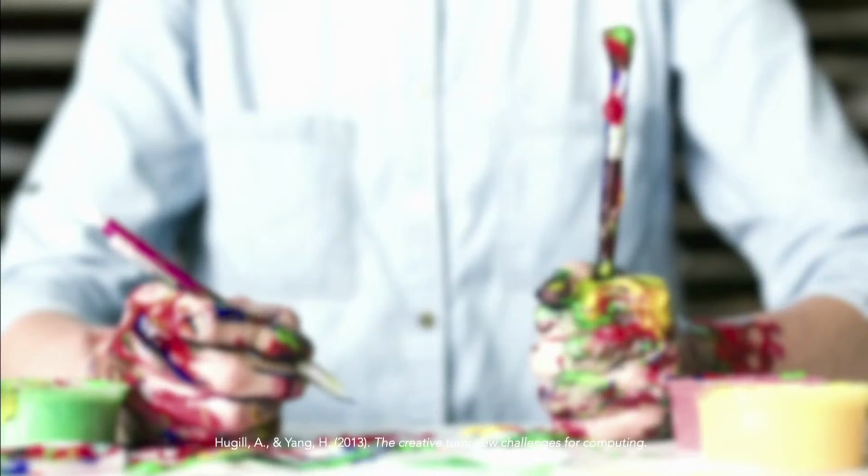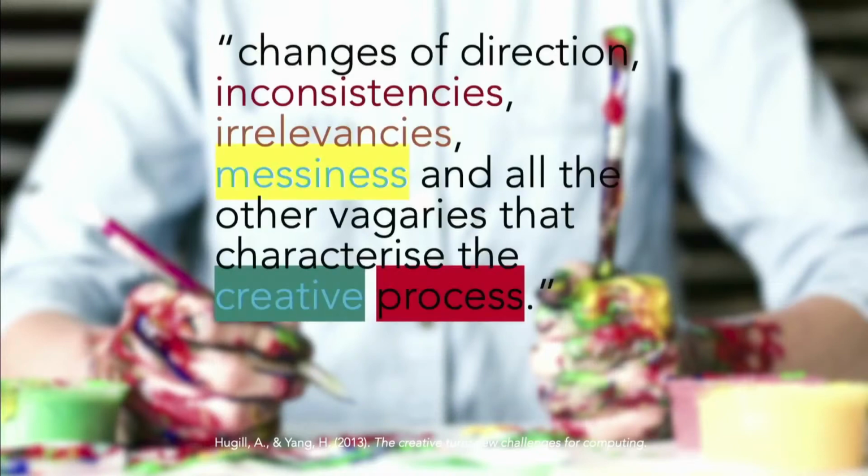When discussing the future of creative computing, Hugel and Yang, who I referenced before, write that the challenge is for software to become a more effective servant of people by being more adaptive, smarter, and better engineered to cope with the frequent changes in direction, inconsistencies, irrelevancies, messiness, and all the other vagaries that characterize the creative process. And it is this messiness that we might fear losing when bringing computers and technology into our creative practice. But I would argue that there is a lot of chaos and messiness in programming, and with the use of AI and ML, we can capitalize on this chaos in some really interesting ways to broaden our ideas.